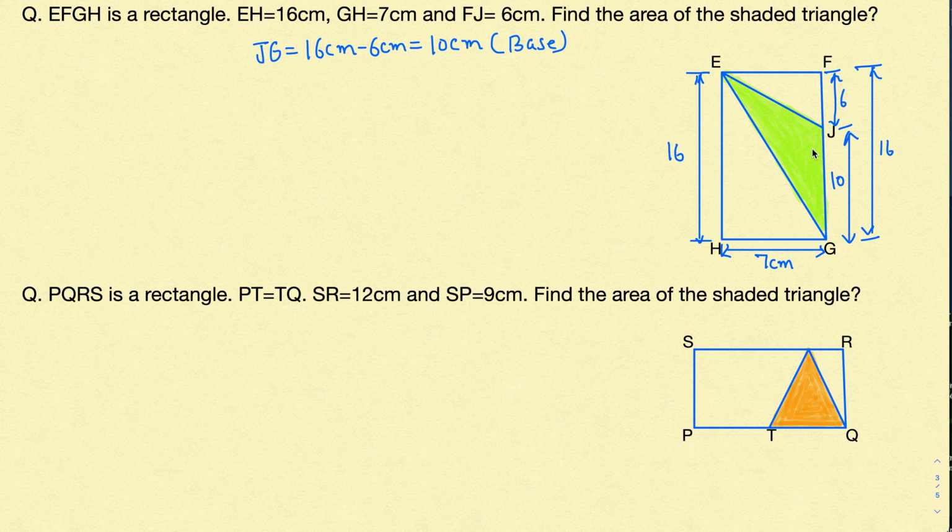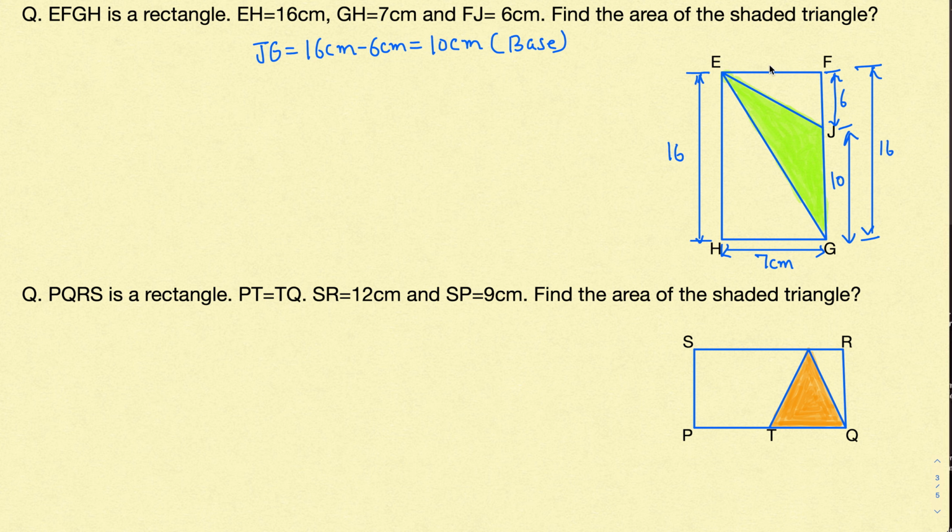Now how about the height of the triangle? See, height of the triangle is always a perpendicular line dropped from the third vertex, which is other than those involved in the base, on the base of the triangle. So in this case, this is the base of the triangle. If we extend it, it will go up till F, right? And this line is perpendicular on FG.